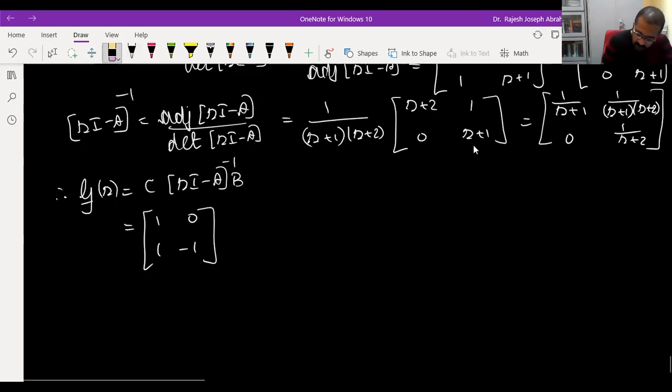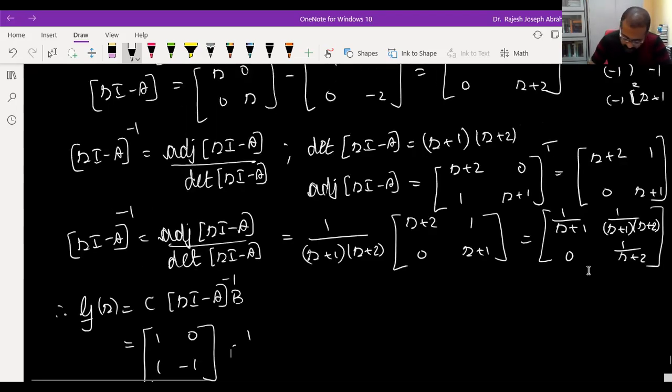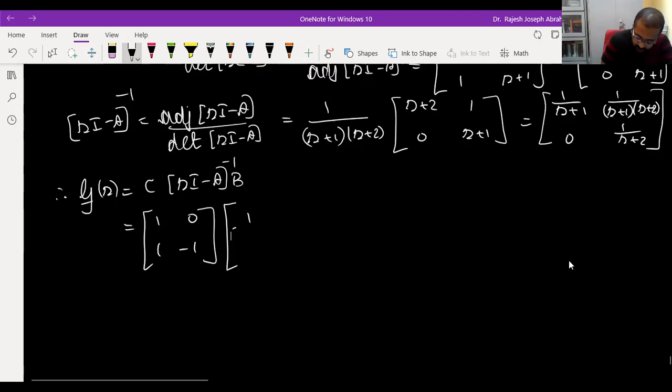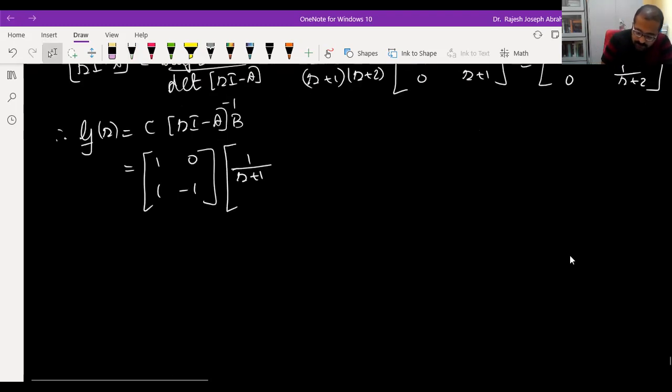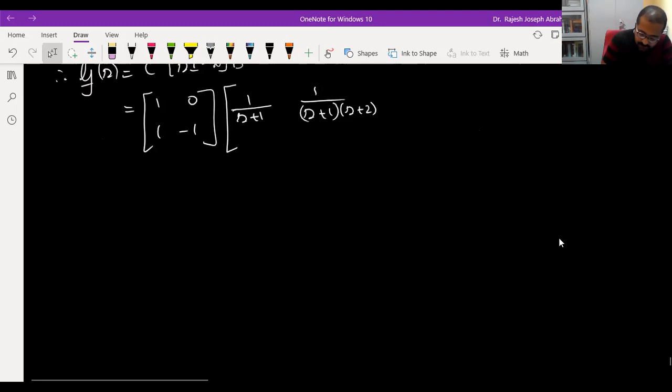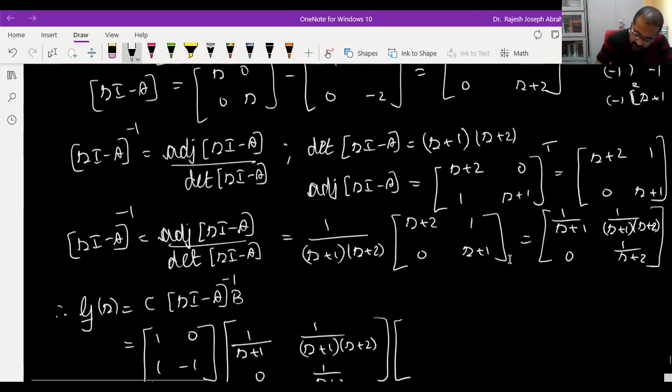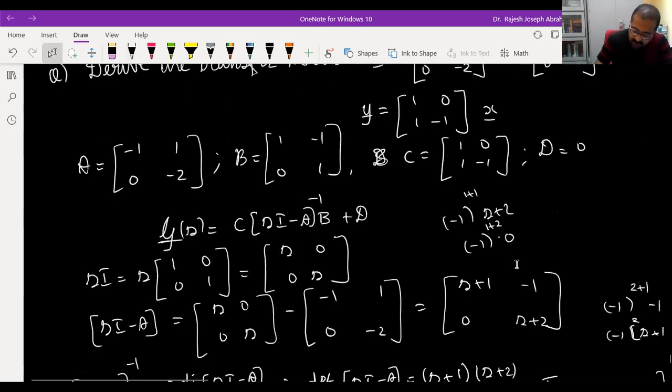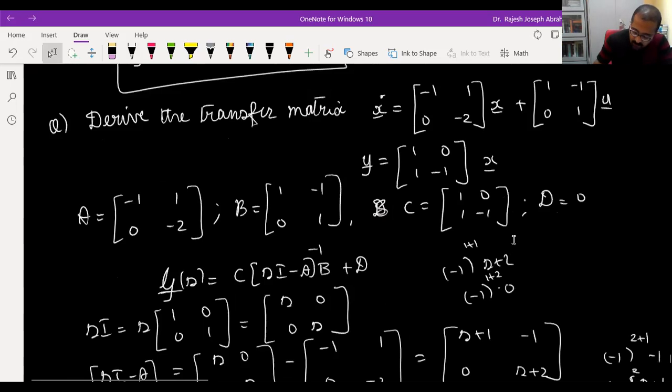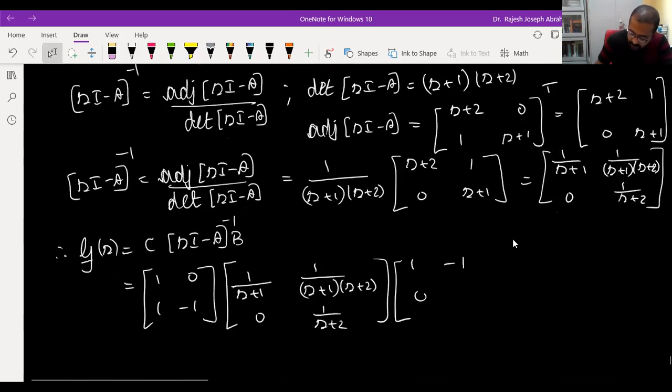Yeah. So I can write this as 1 by S plus 1, then 1 by S plus 1 into S plus 2, then 0 and 1 by S plus 2. SI minus A inverse into what? Into B. So what is B? B is 1, minus 1, 0, 1.